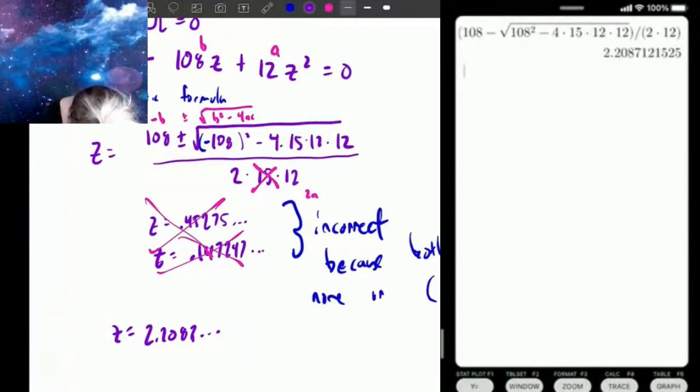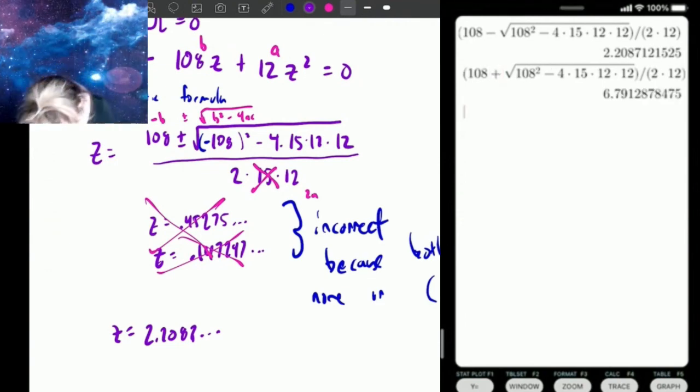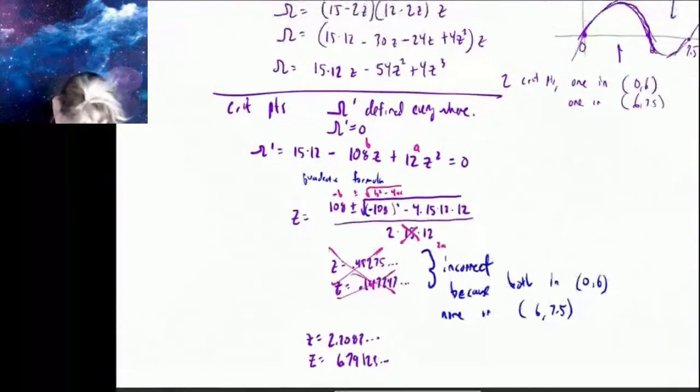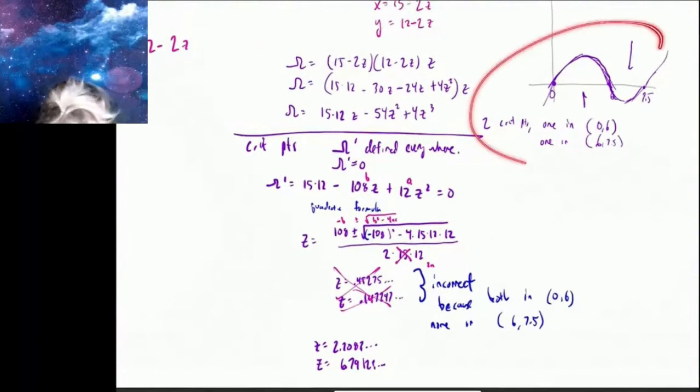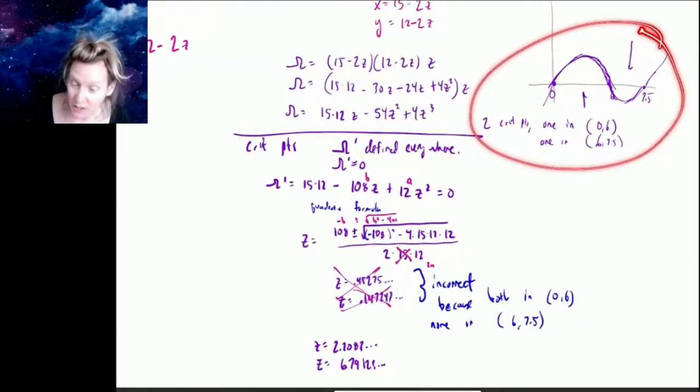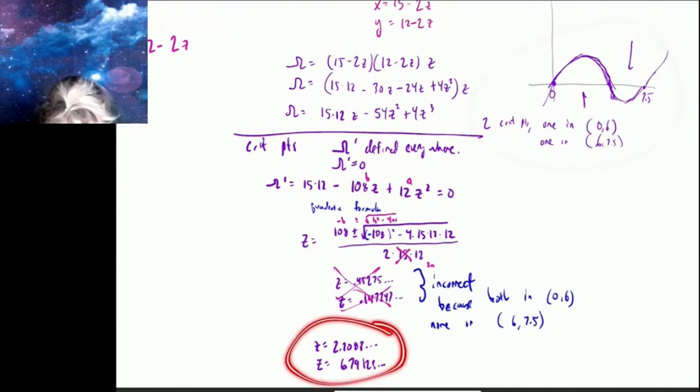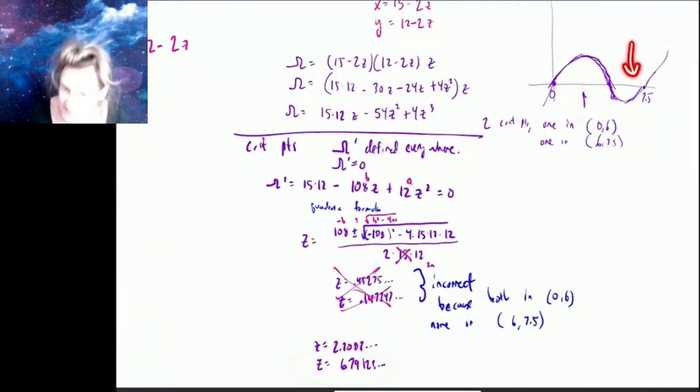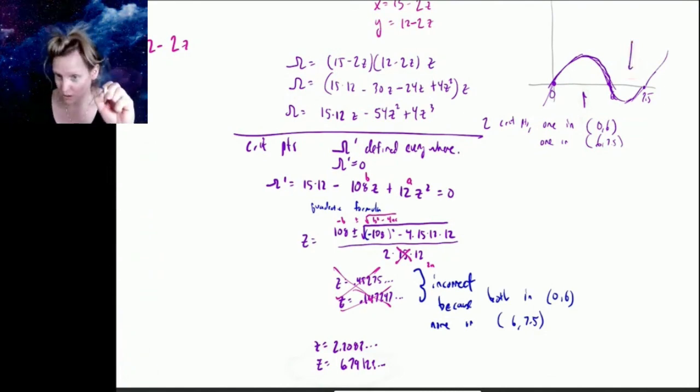And I can get the other one by going second entry, and I can change that minus to a plus. Delete, plus. I go enter, and I get z equals 6.79128 and stuff. So we caught an error, and now let's do the qualitative check. Let's use the graph of the objective function, and things look good now. I have one value, 2.21, that lives inside the interval from 0 to 6, and I have another value, 6.79, that's going to live between 6 and 7.5. Matches qualitatively, and so now I believe that I have the correct answer.